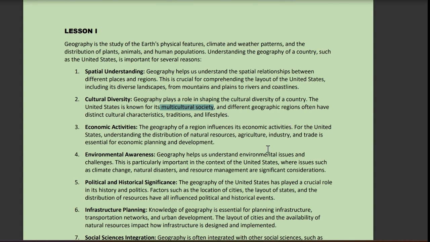Reason number 3, economic activities. The geography of a region influences its economic activities. For the United States, understanding the distribution of natural resources, agriculture, and industry is essential for economic planning and development.